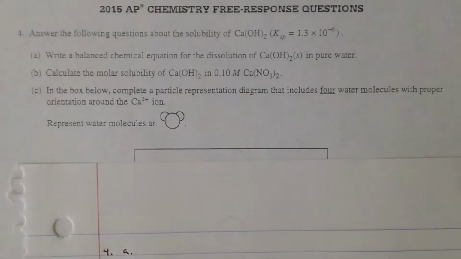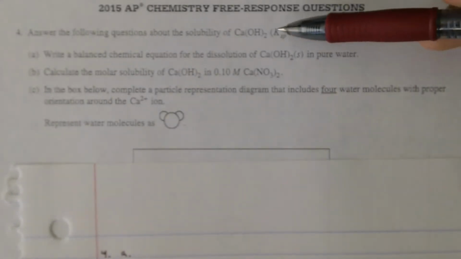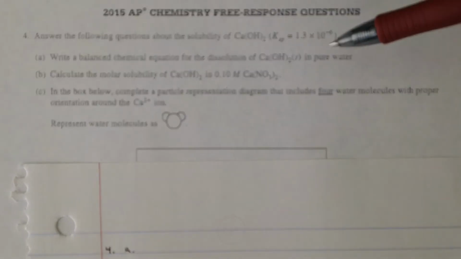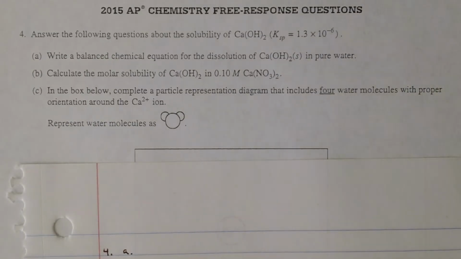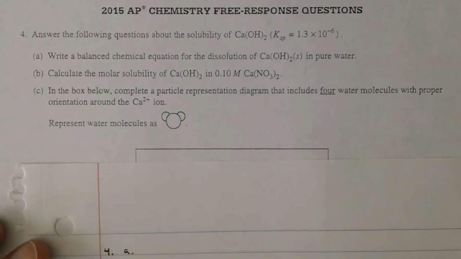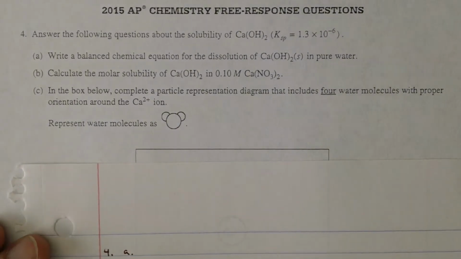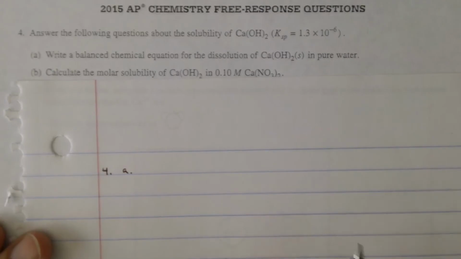It says you have the following questions about solubility. It gives us calcium hydroxide, the Ksp value, and it says write the balanced chemical equation for the dissolution of calcium hydroxide in pure water. So here we go.